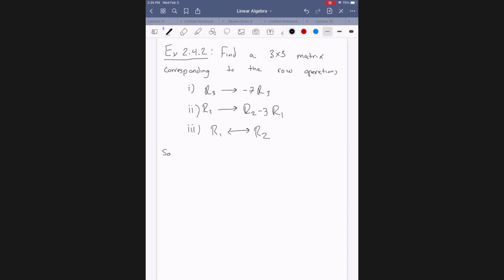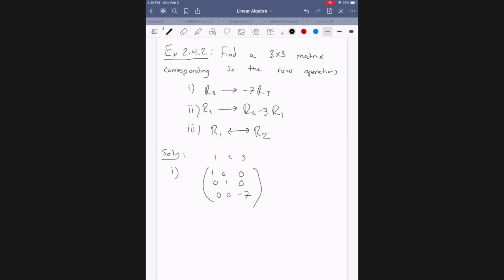So solution. Just keep track of everything. According to the explanation I just gave, the only thing I want to do with the first row operation is scale row 3 by negative 7, right? So like I said, keep the positions the same. I'm not going to do anything to the first row. I'm not going to do anything to the second row. But the third row, I'll keep it in the same position, but I'll scale it by negative 7. Okay, so that's how you do that one.